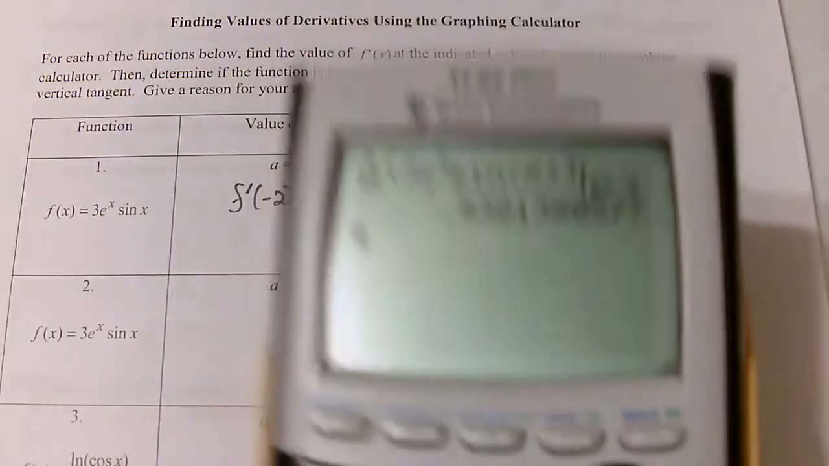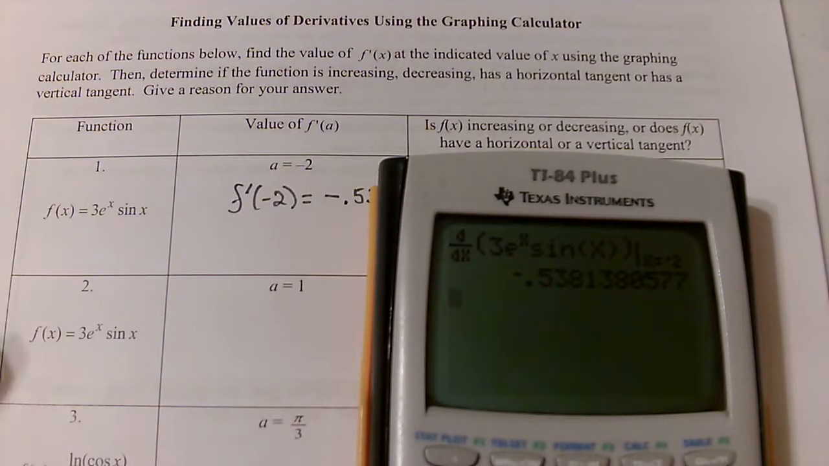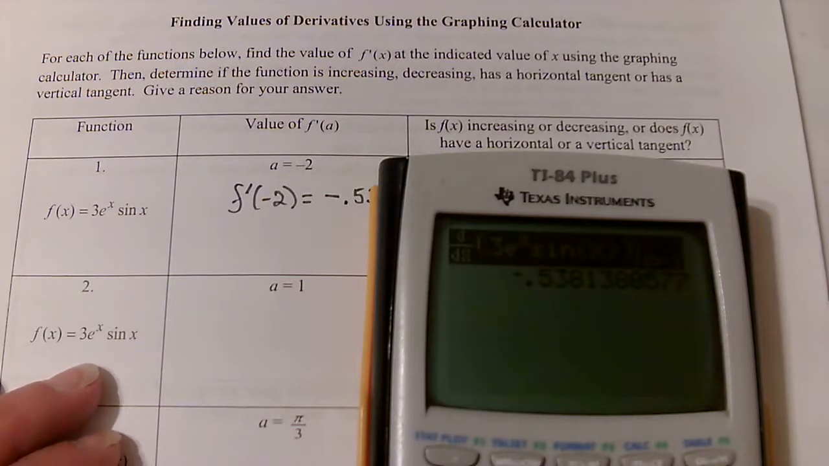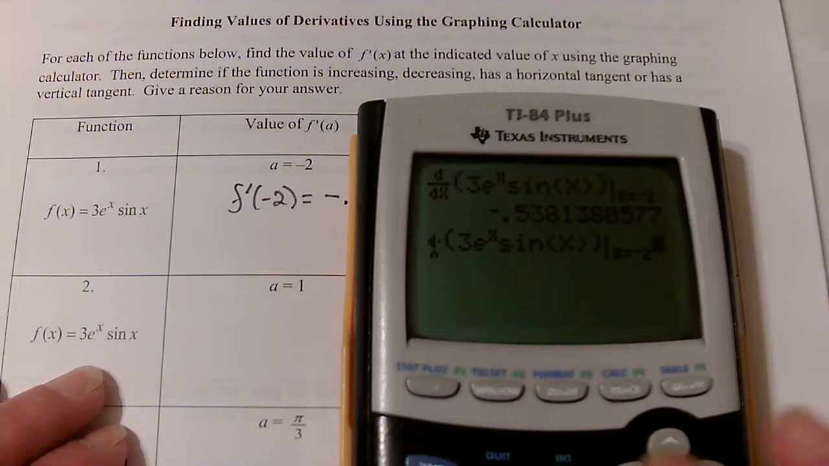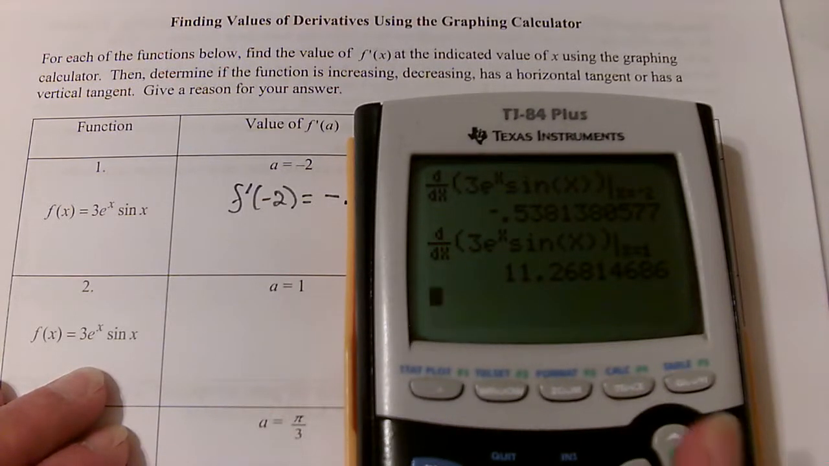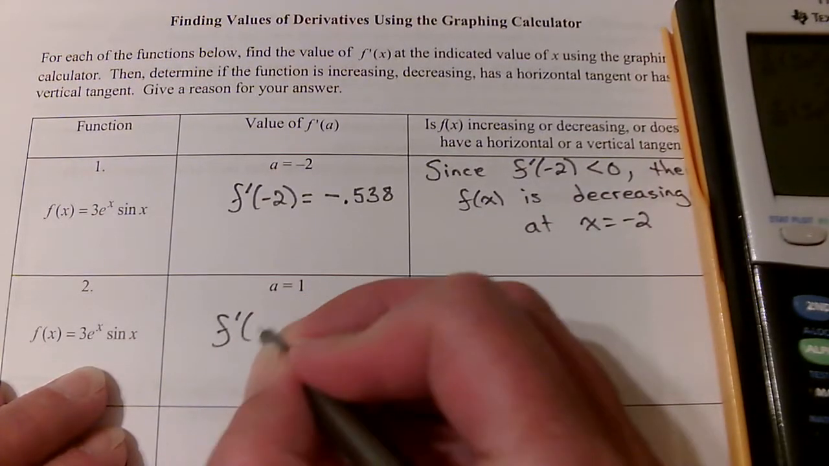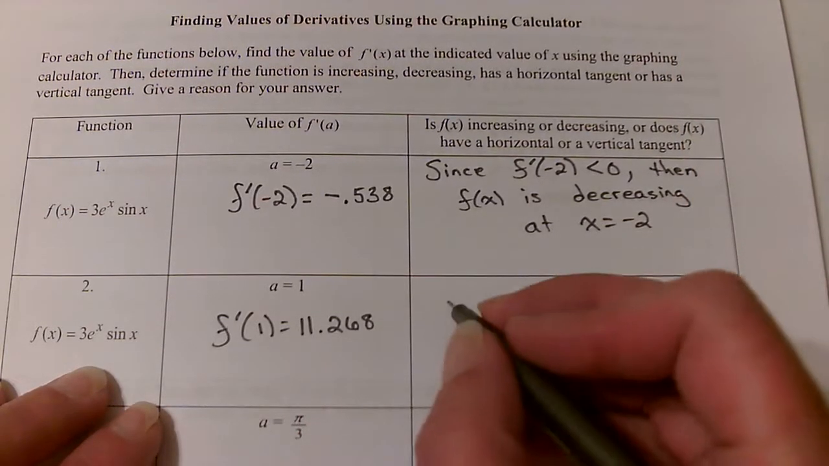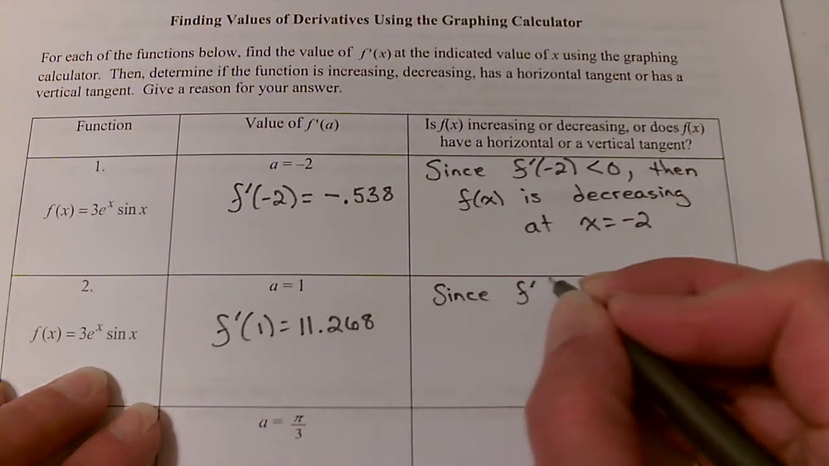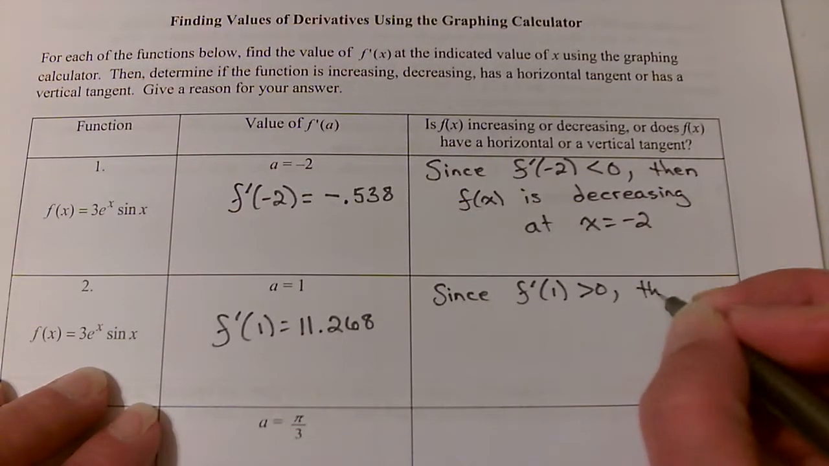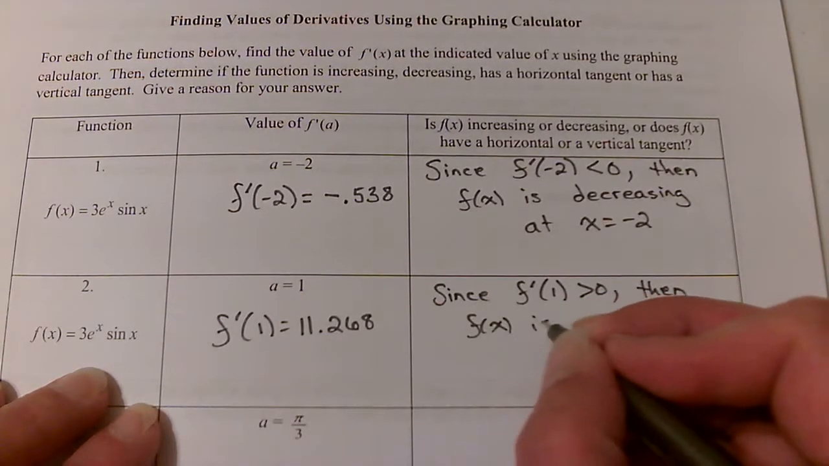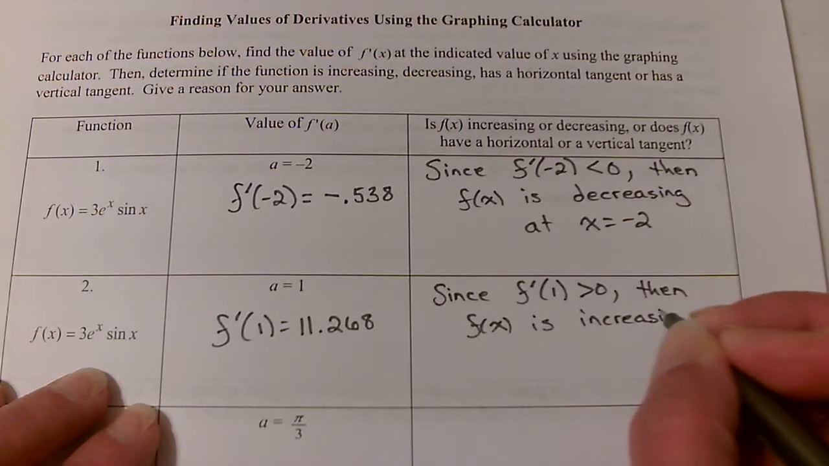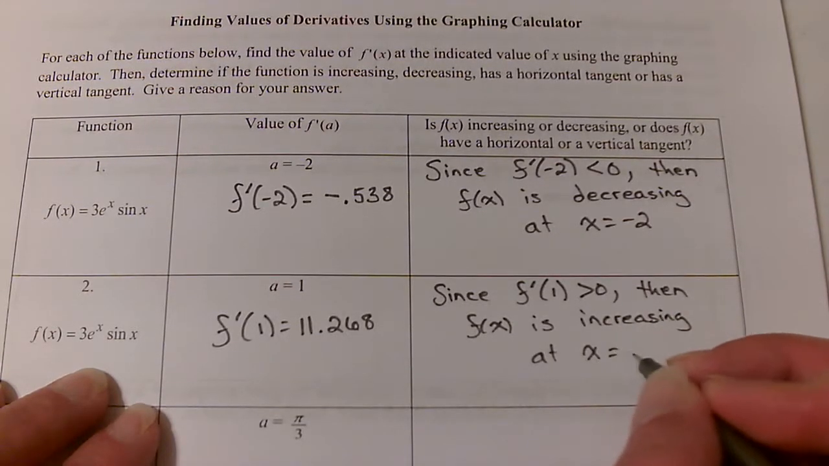What about the same function at 1? So I don't want to retype the whole thing, so what I'm going to do is go up, select it, and then just edit down here and put 1 instead of the -2. And I get 11.268. So what does this mean about f of x at 1? Well, since f prime of 1 is positive, then f of x is increasing at x equals 1.